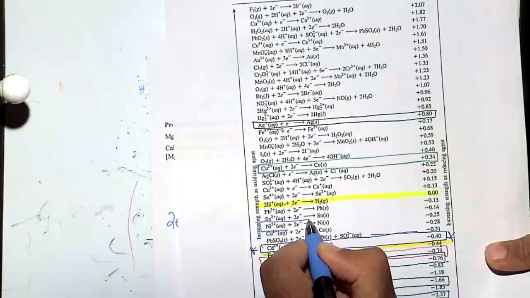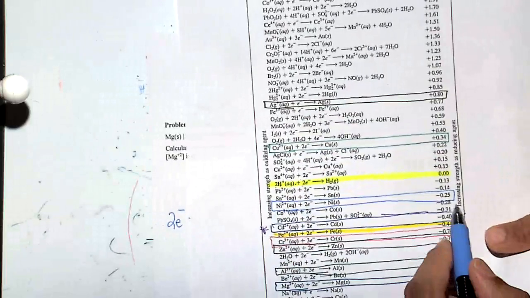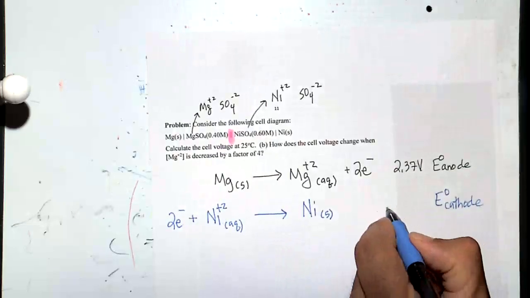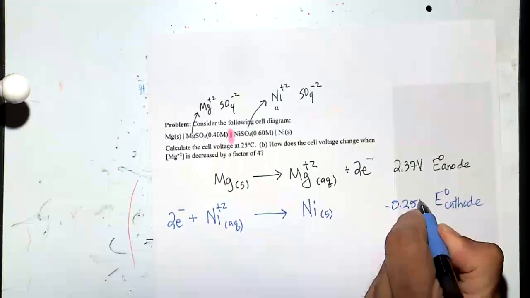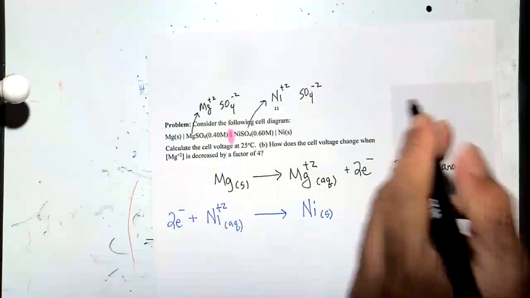I'm seeing this right here. And this is minus 0.25 volts. So that is the cathode where reduction happens. This is a how many electron transfer reaction? Okay, this is a 2 electron transfer reaction.